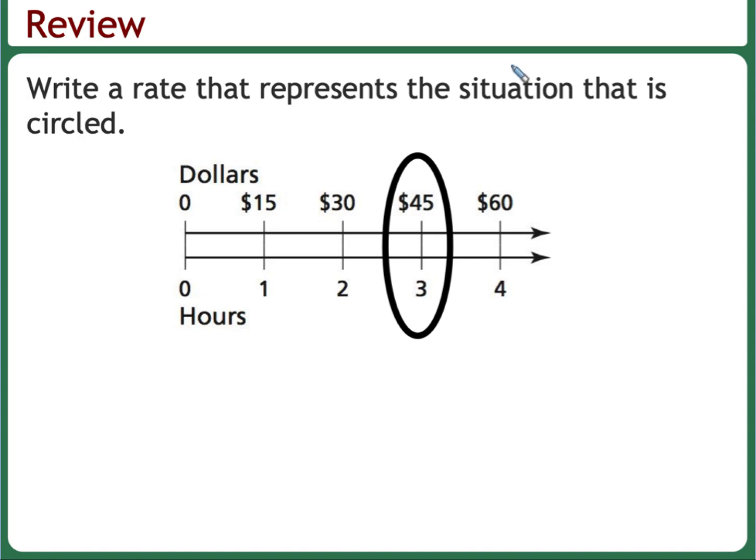All right, another thing we talked about were rates. Rates have different units. So this is comparing dollars to hours. So for our rate that is circled, you would just write the numbers. You could do it in any form, but make sure you use the units. So try that. All right, so we have $45 to 3 hours. Okay, so make sure you have the units there.